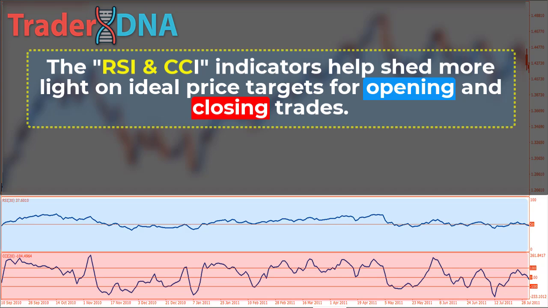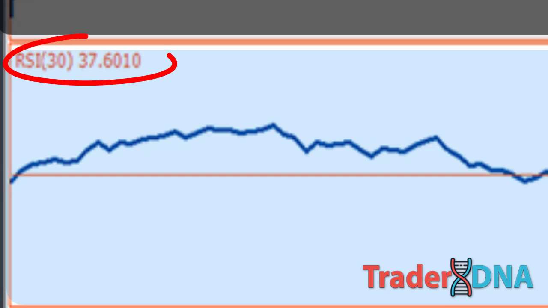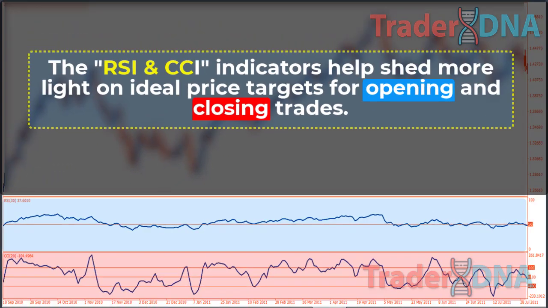To use the two indicators, firstly, tweak the RSI parameters to a 30-period RSI in place of the default 14 periods. The change in settings helps insulate against short-term price fluctuations that can be misleading. Similarly, add a 50 line on the RSI indicator in addition to the default 70 and 30 trend lines that indicate overbought and oversold conditions.